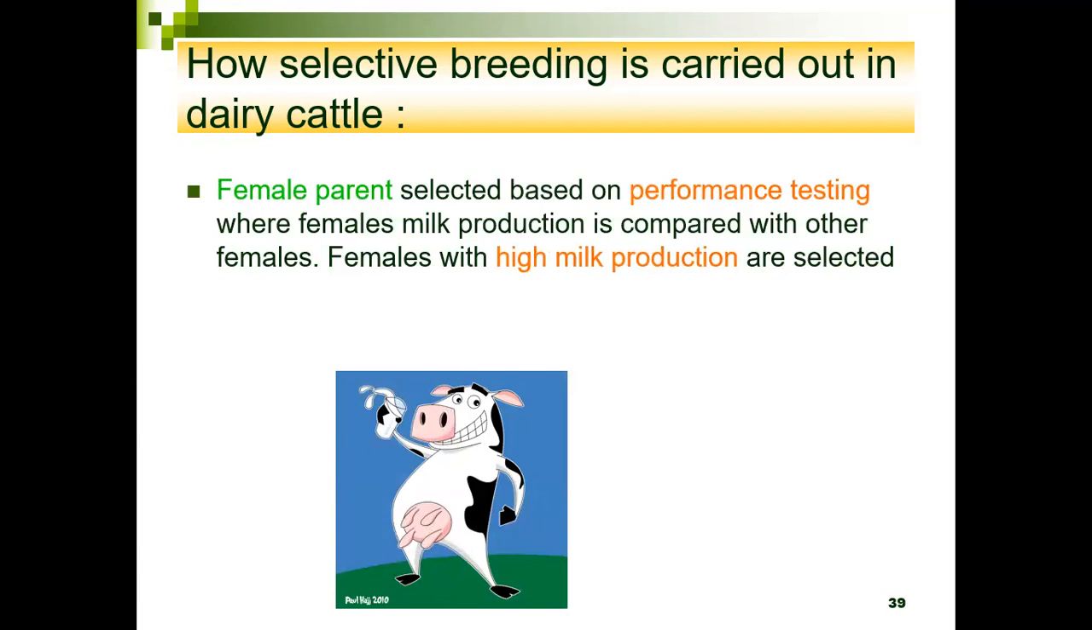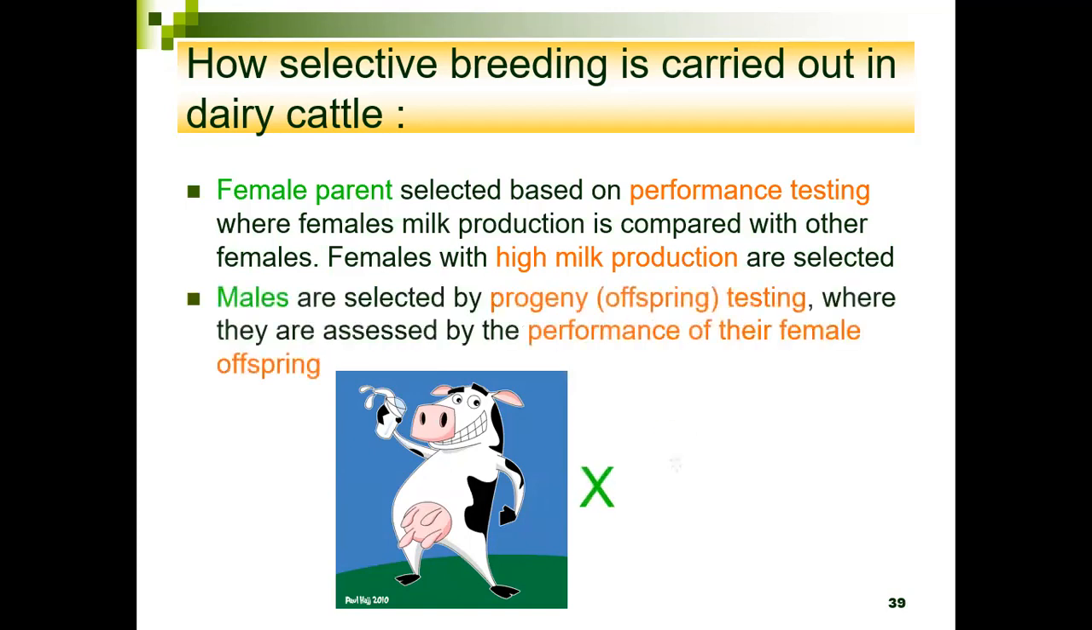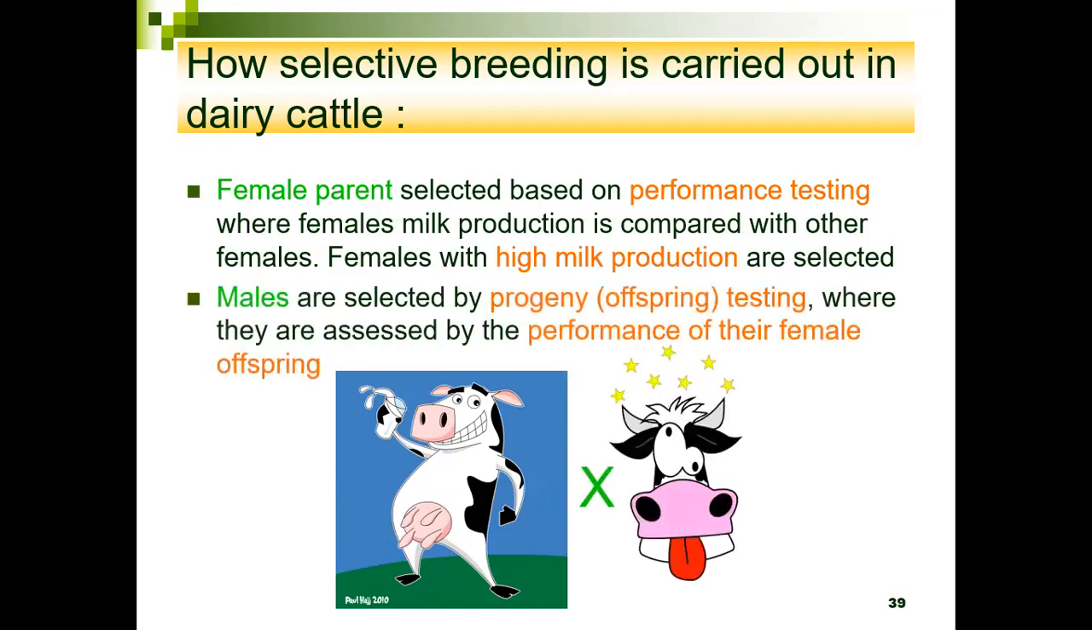Female parent, very easy to choose as long as they produce a lot of milk, right? Then we know that they're superior female, correct? So very easy to choose. But father, how to choose? Father doesn't produce milk. How to choose a father that can carry the gene that codes for high milk yield? Cannot choose father, right? So you cannot choose father, you choose what?